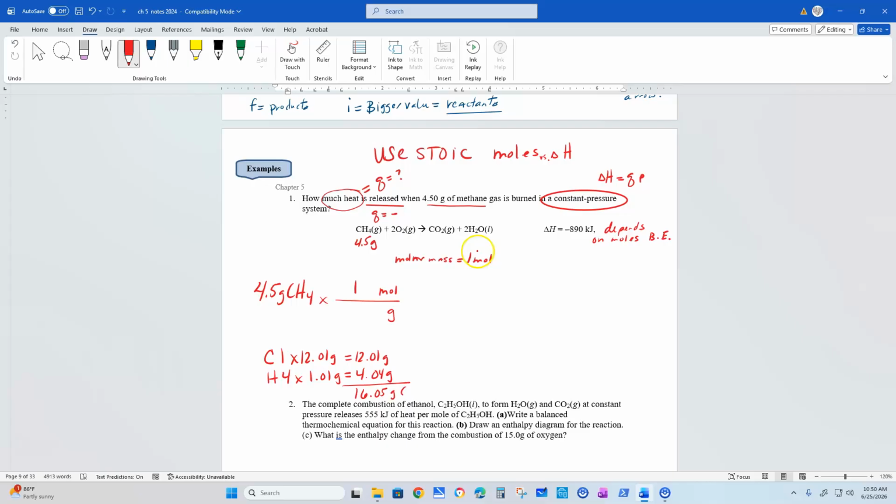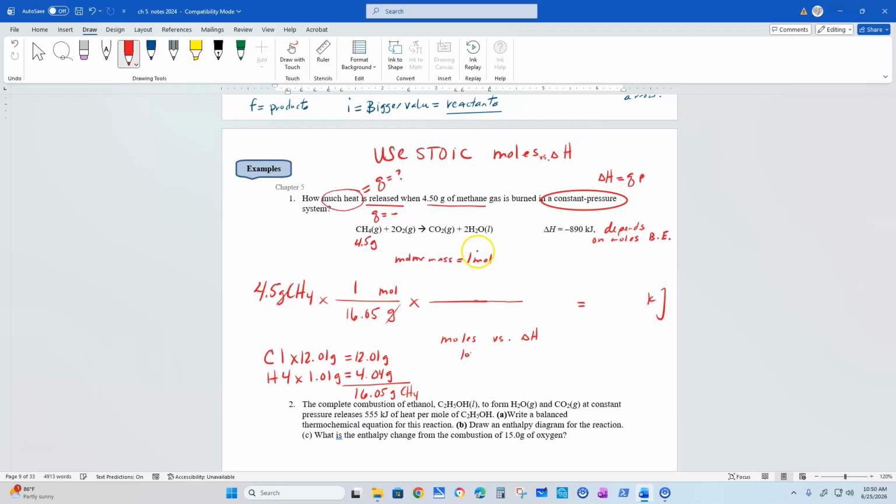So remember, this right here equals 1 mole. So I'm going to put 16.05. Now I got rid of the grams. Well, there's one more step now. I need to get to heat, which has got to be in kilojoules because my delta H is kilojoules. So I got one more step. How does the moles correlate to that delta H?